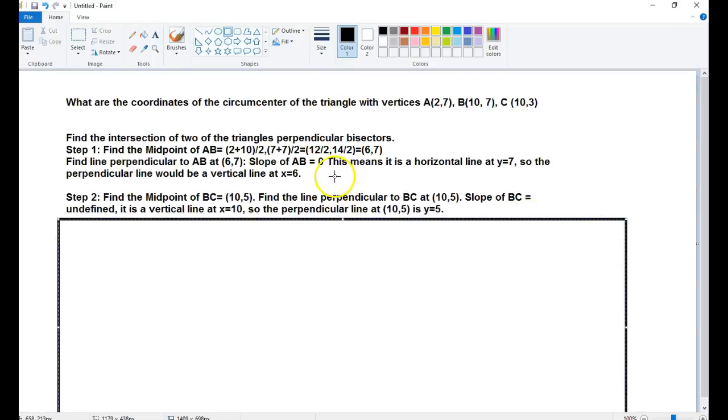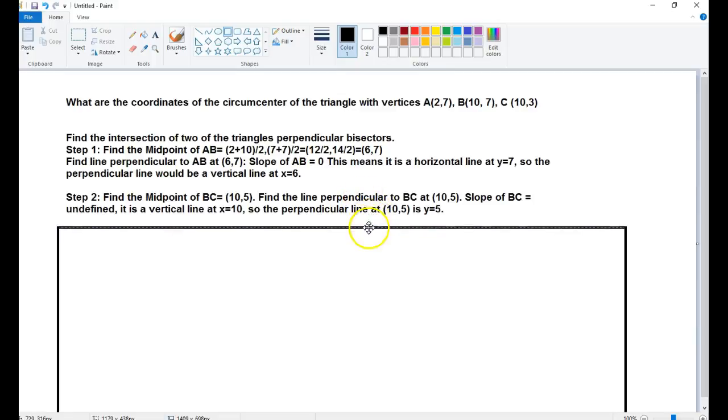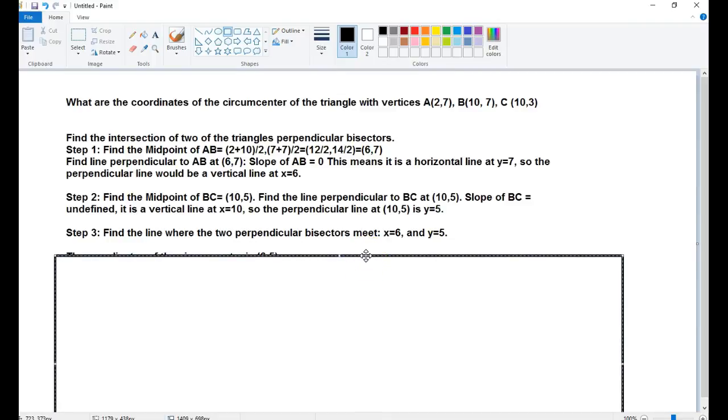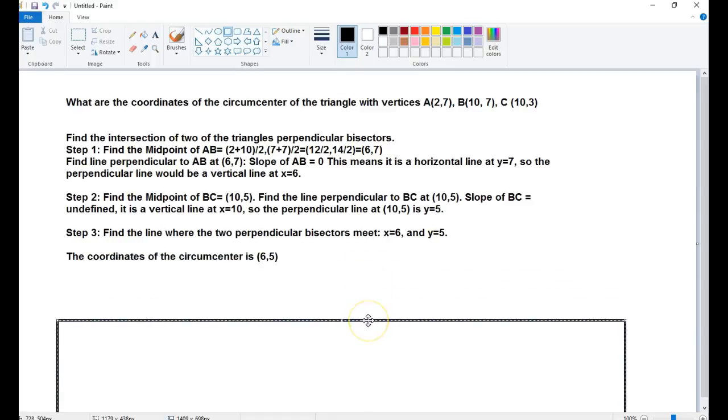So now we have our 2 lines. Let's find the intersection of those lines. Well, it's just where those 2 lines meet, which would be 6, 5. X equals 6 and y equals 5. So the circumcenter is going to be at 6, 5.